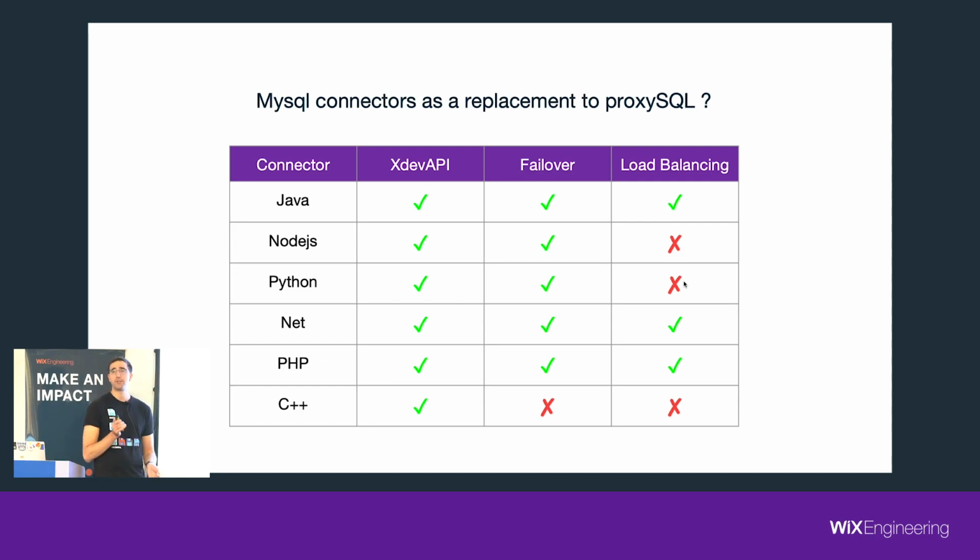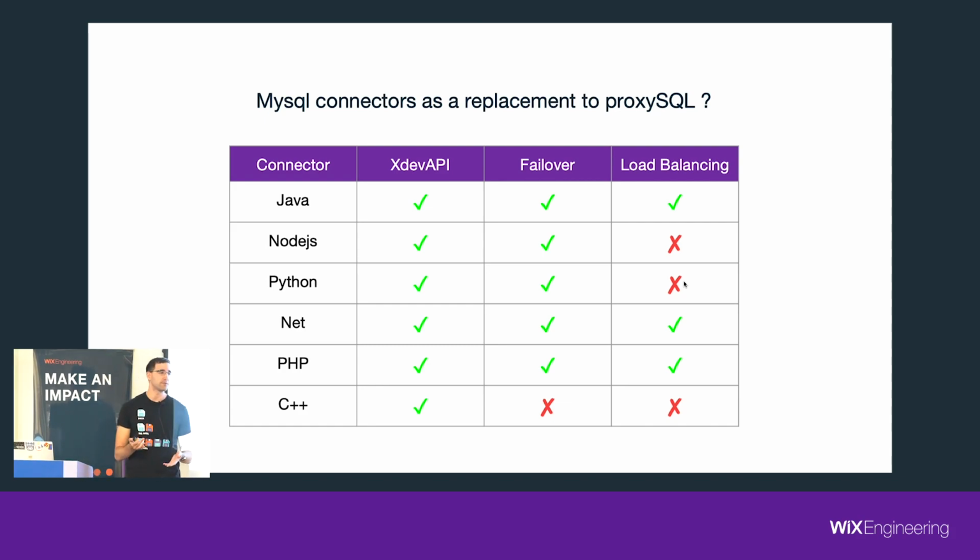Although it does support failover, it does not support load balancing, which is pretty important for us, because most of our traffic is read traffic, and that's something we can't compromise on. Also, the failover for the Node.js connector is pretty primitive and not as mature as the Java one. So we are waiting to see where it goes.